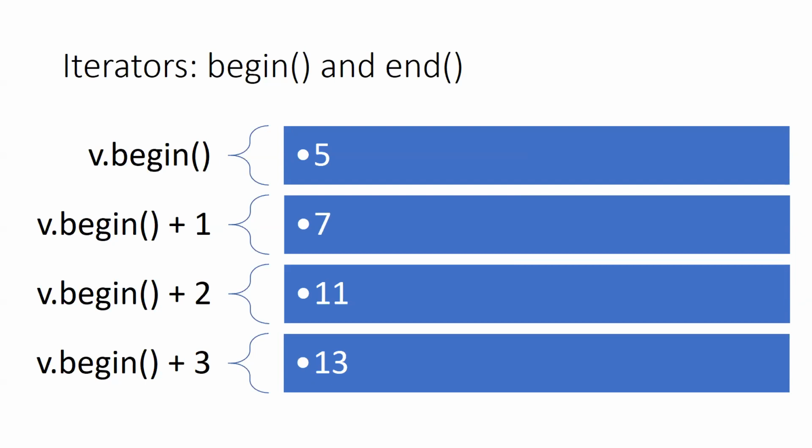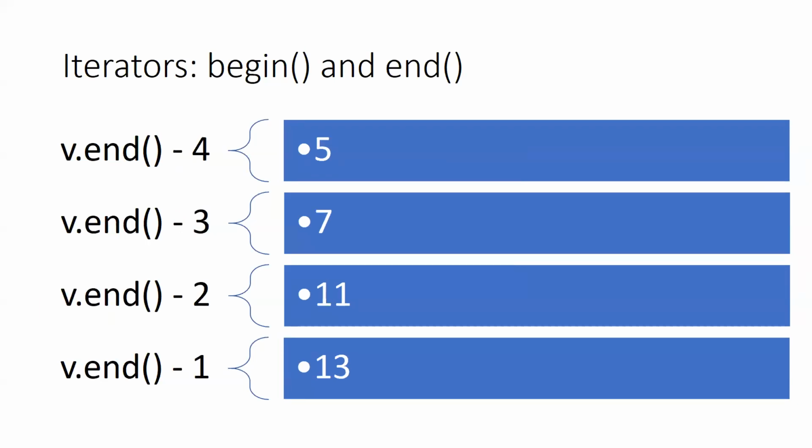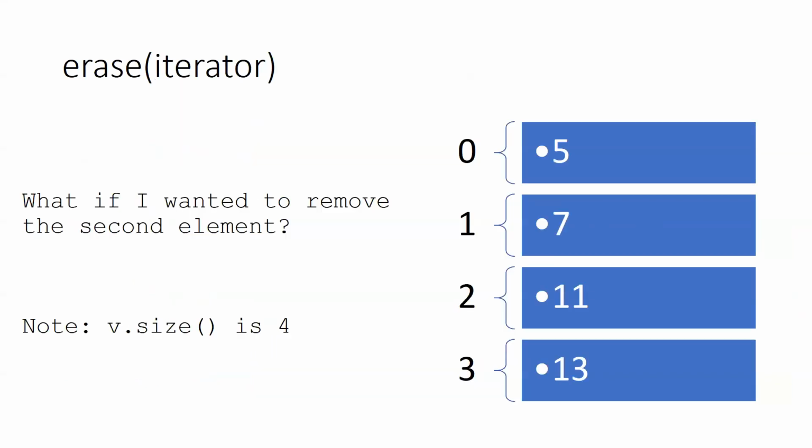Hope that makes sense, right? And end, on the other hand, is a little special in that while begin points to the first element, end actually points to one beyond the last element, right? Which means that the last element is actually at v.end minus 1, and second to last at v.end minus 2, etc., etc. Okay, and this is of course assuming we only had 4 items in our vector.